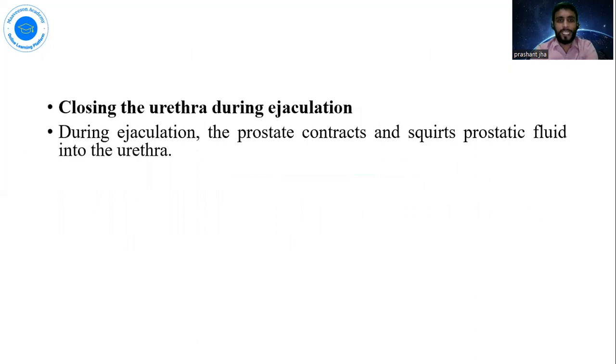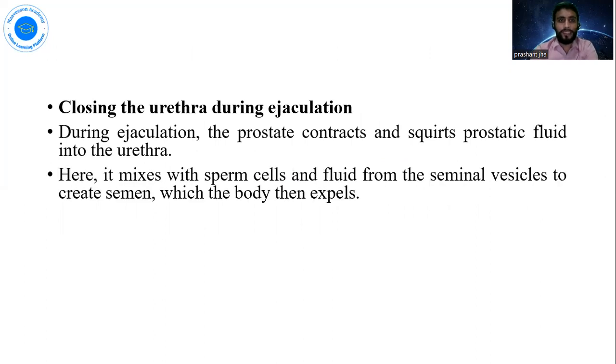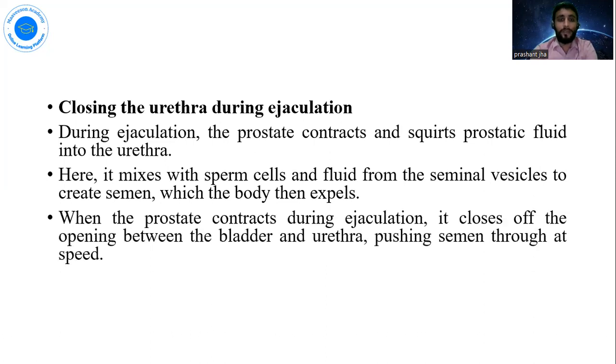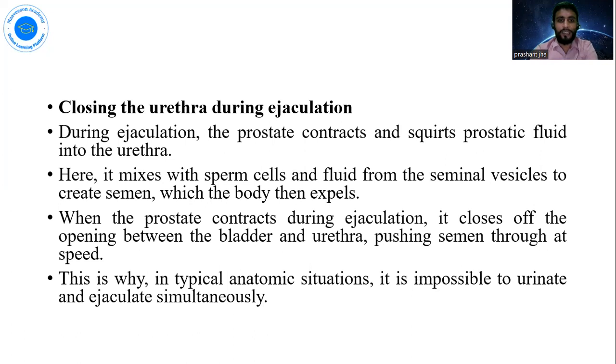During ejaculation, the prostate contracts and escorts prostatic fluid into the urethra. Here it mixes with a sperm cell and fluid from the seminal vesicles to create the semen, which the body then expels. When the prostate contracts during ejaculation, it closes off the opening between the bladder and urethra, pushing semen through at speed. This is why in typical anatomic situations, it is impossible to urinate and ejaculate simultaneously.